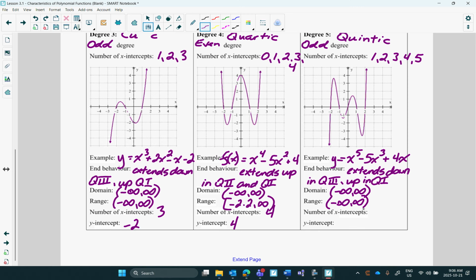How many x-intercepts does this one have? It's got 5. And what's its y-intercept? 0. Okay, that was a lot, but we're getting there.